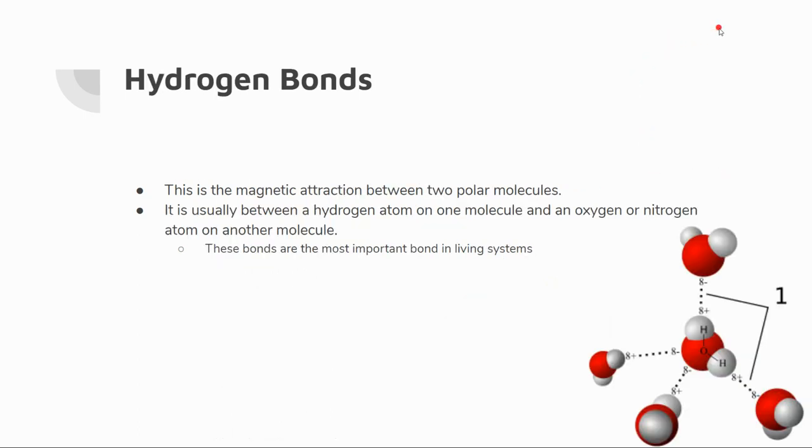The next type of bond is a hydrogen bond. This is a magnetic attraction between two polar molecules. It is usually between a hydrogen atom on one molecule and an oxygen or nitrogen atom on the other molecule. These bonds are the most important bonds in living systems, and this goes back to polarity. Okay, this goes back to when we talked about water being polar. Water's not the only thing that can be polar, but it is the most important polar thing to living things.